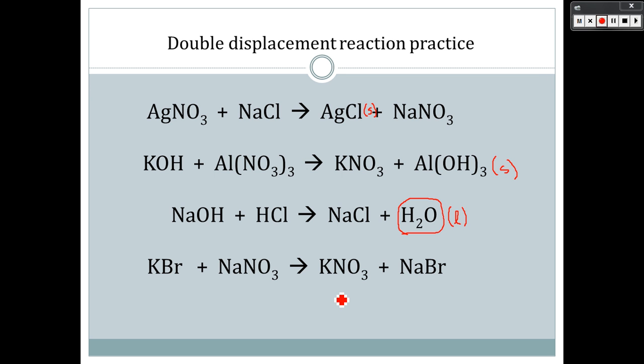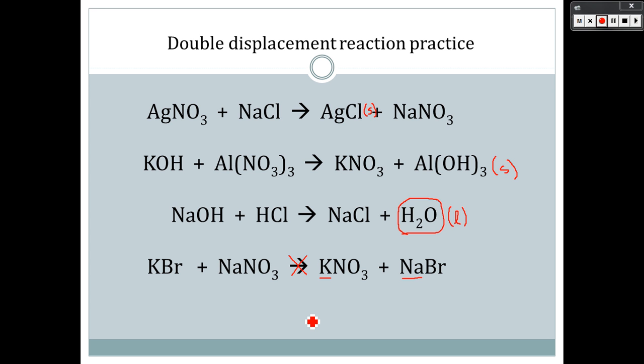So then we have our final reaction. This reaction does not happen because we've got alkali metal here and alkali metal there. That's really all we need to look at. Nitrates are always soluble as well. Bromides are usually soluble, except when bonded to a couple of things like silver. But it's bonded to an alkali metal, so we know that these are all soluble in water. So this reaction actually doesn't happen.